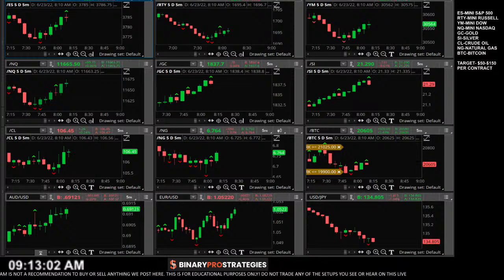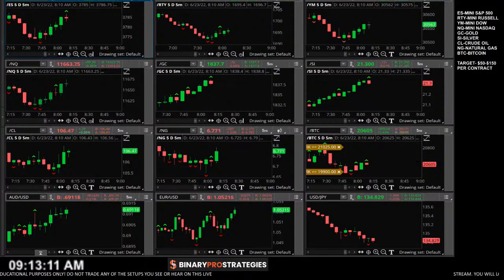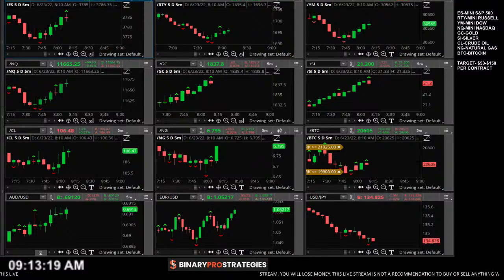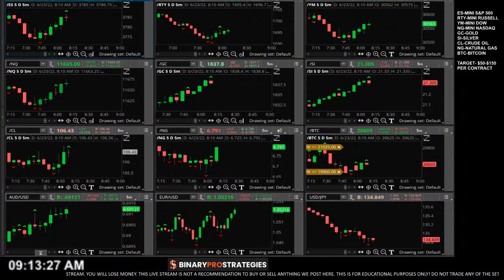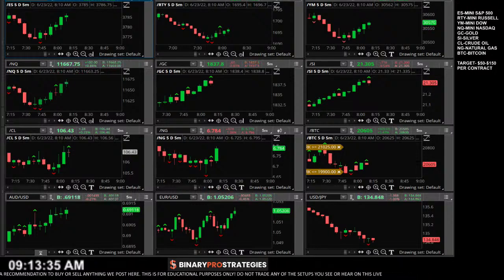So still long Bitcoin. 21025 is going to be that target on that Bitcoin. Right now I am expecting a slightly higher opening on the Dow this morning. But overall I'm expecting the indices to open and then close lower today. So I'm going to focus a little bit more on the shorts.